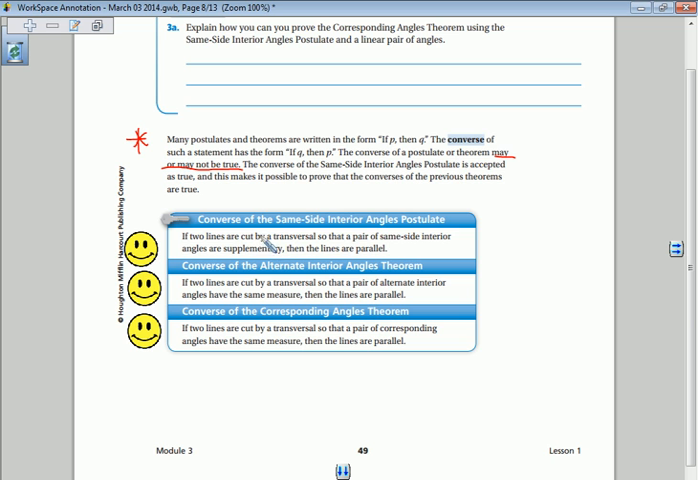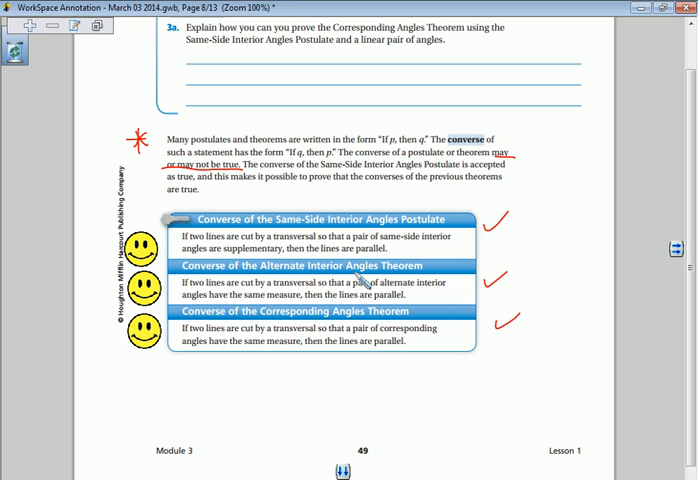So let's come back now. Speaking of allowance, these three do hold true. So if same side interior angles are supplementary, then the lines cut by the transversal are parallel. If alternate interior angles are congruent, then the two lines are parallel. If corresponding angles are congruent, then the two lines are parallel. Okay? So these are true. Not all converses are, but the converse for these three are true.